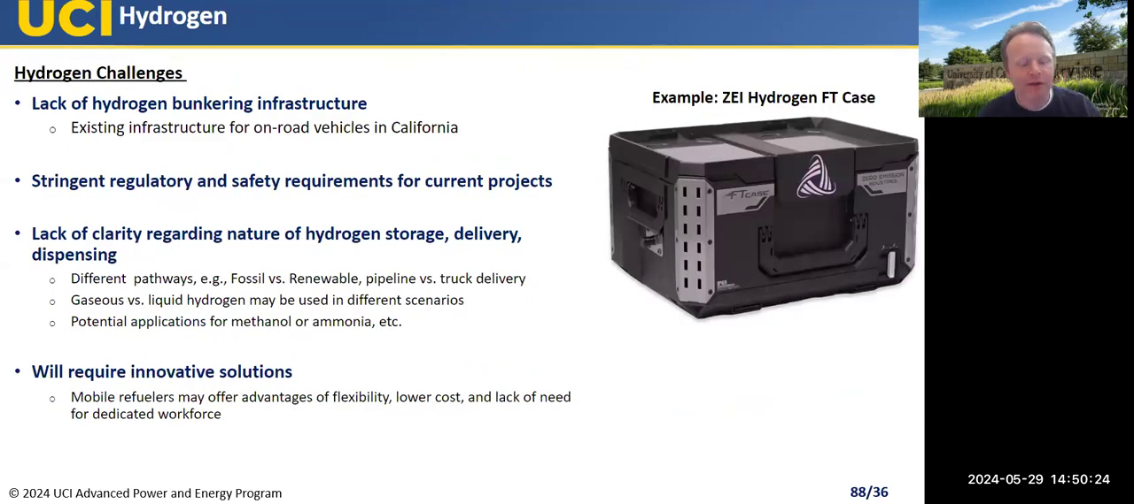So talking about hydrogen, again, lack of current hydrogen infrastructure is a major barrier. I will note that California is working through this problem with on-road vehicles right now. So there is a precedent for establishing infrastructure. It hasn't been smooth or cheap but it is working, and there are stations out there. There are stringent safety and regulatory requirements. We're not sure yet how the hydrogen is going to be delivered. Are we going to use liquid? Are we going to use gas? That requires different infrastructure, and it will require really innovative solutions. I'm just showing an example of ZEI's hydrogen case, which you can attach a gaseous source to, and then you can attach anything to it to fill. So things like that are going to be needed. Next slide.